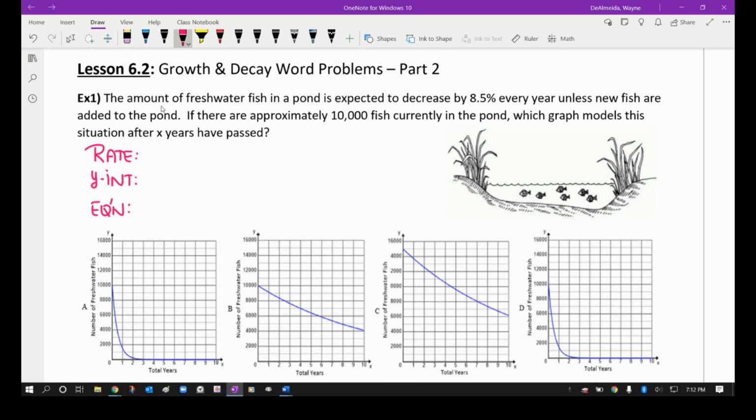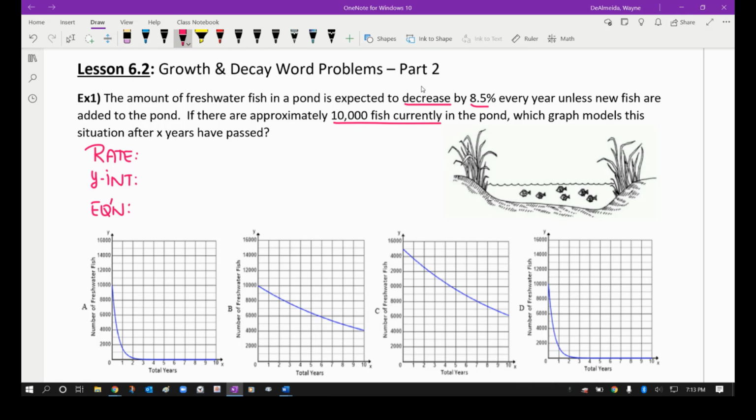When we look at this problem, the amount of freshwater fish in a pond, so here's a pond and there's some fish in it, is expected to decrease, so we see a keyword right there, by 8.5% every year unless new fish are added to the pond. If there are approximately 10,000 fish currently in the pond, which graph models the situation after X years have passed?